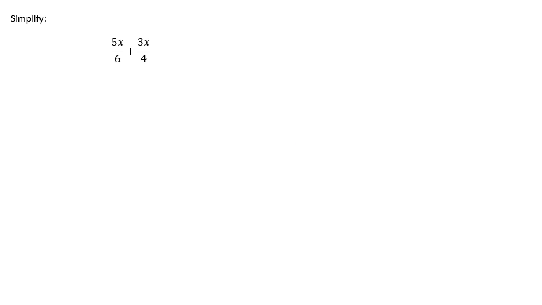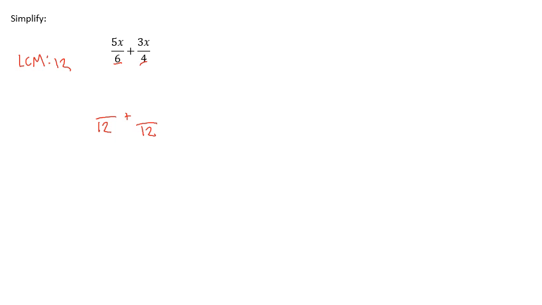To start with then, when we are adding two fractions, they need to have the same denominator. So you start by identifying the lowest common multiple of 6 and 4, which is 12. So both of our denominators need to be 12.